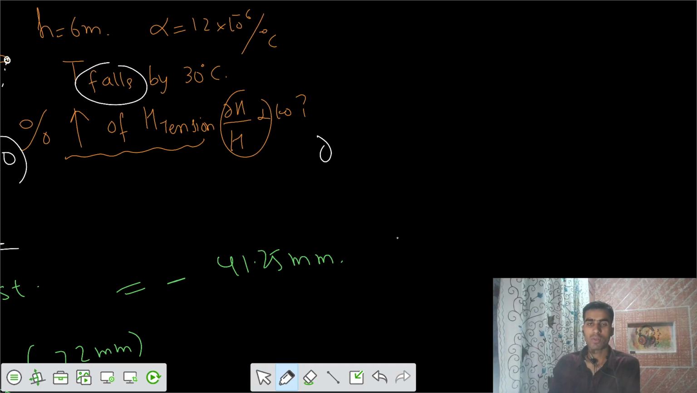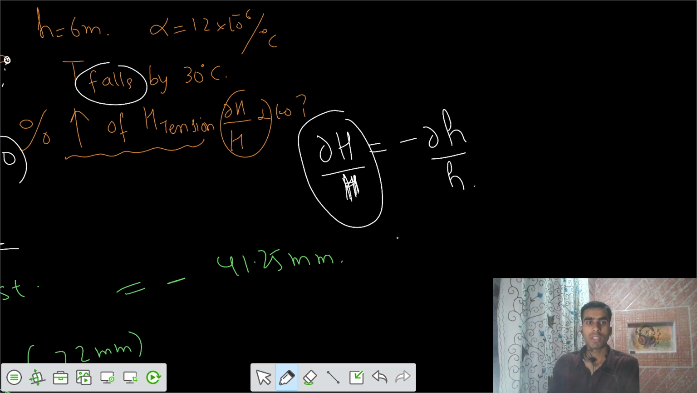And now we can say how much change has occurred in the horizontal reaction. That is dou H by H equal to minus dou small h by small h. We don't need to get the value of H first, we can directly say this value is the percentage increase of tension. We don't have to get the reaction H.